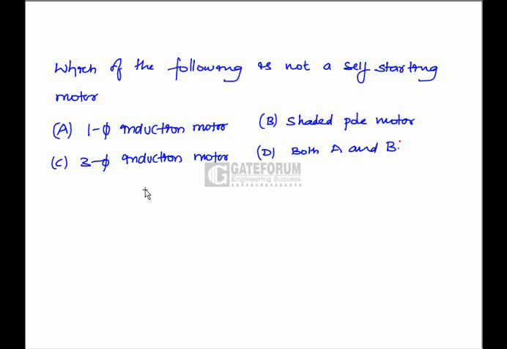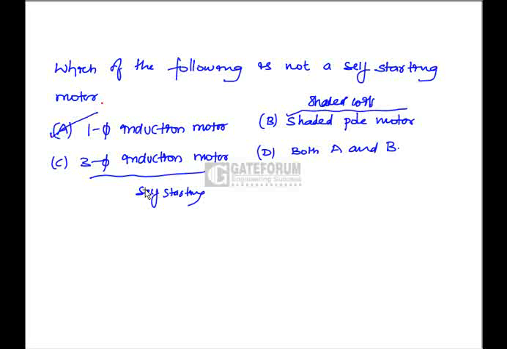Which of the following is not a self-starting motor? They have given four options here. Option A is single phase induction motor, B is shaded pole motor, C is three phase induction motor. We know that three phase induction motors are self-starting. And in a shaded pole motor we use shaded coils to make the shaded pole motor self-starting. Only the single phase induction motor is not self-starting, so option A is correct.